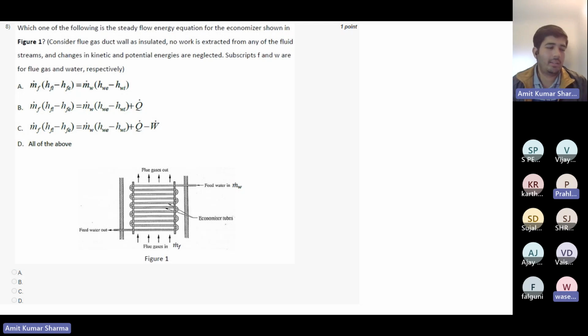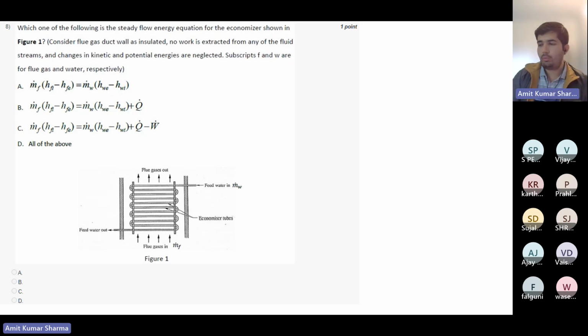Q is the heat transfer between system and surrounding. Let me complete it. Actually, you have to please go through the notes again.